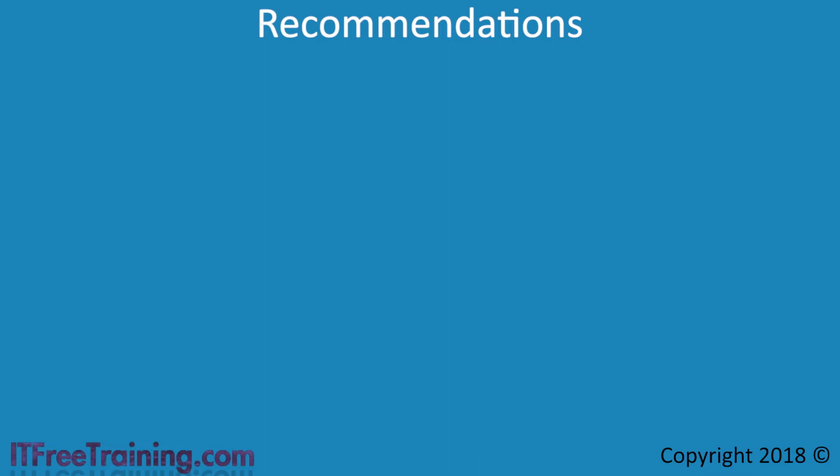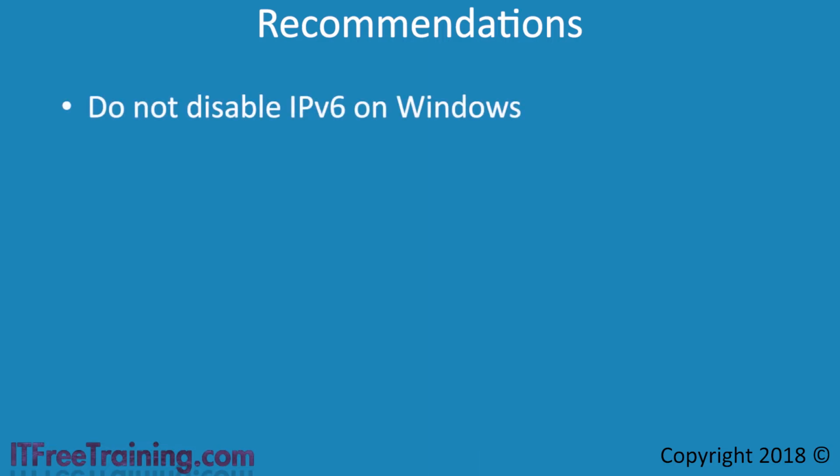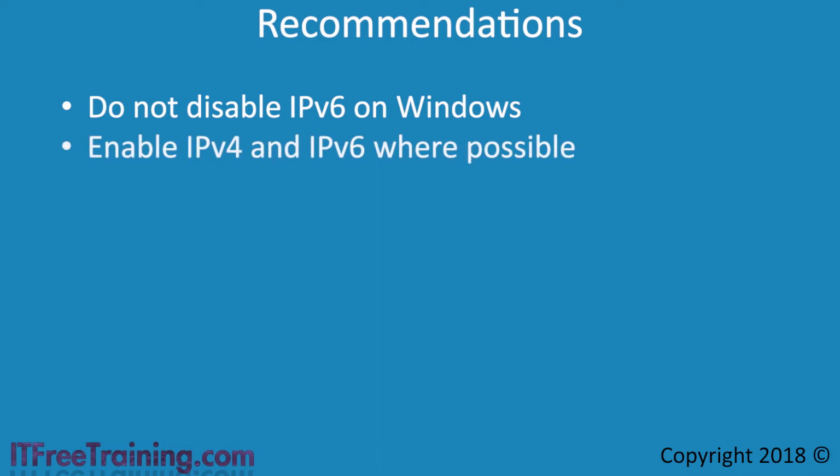Until IPv6 is fully deployed, which is doubtful will happen anytime soon, there are some recommendations on how it should be used. First, do not disable IPv6 on Windows. Even if you have not started deploying the protocol, the IPv6 protocol with default configuration will not affect your existing network. Some applications may be IPv6 ready and can still use some of its functions on the local network without additional configuration. Next, whenever possible, implement both IPv4 and IPv6.